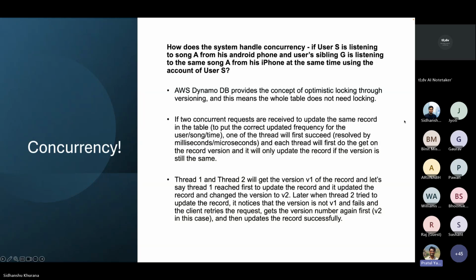Concurrency is handled in different ways in different DBs. This is something that we have talked about for DynamoDB. So do remember optimistic locking, and that there is a versioning system, and how they will try to break these ties. So now we can go forward, Sudhanshu.